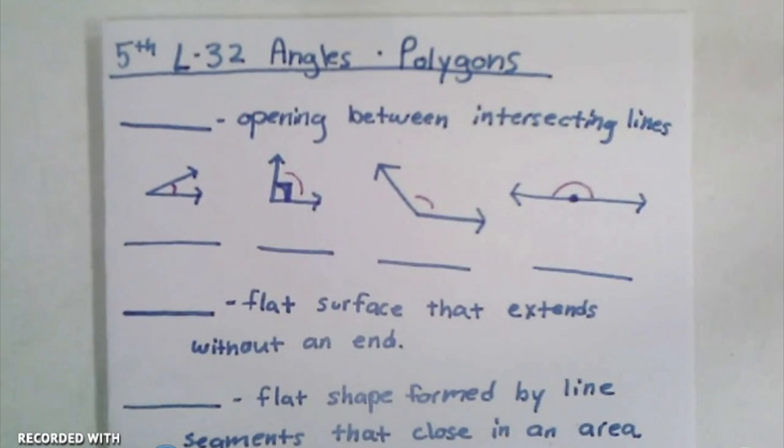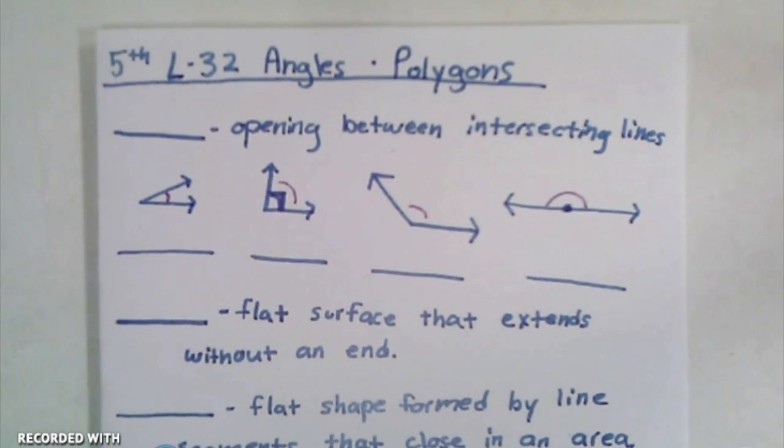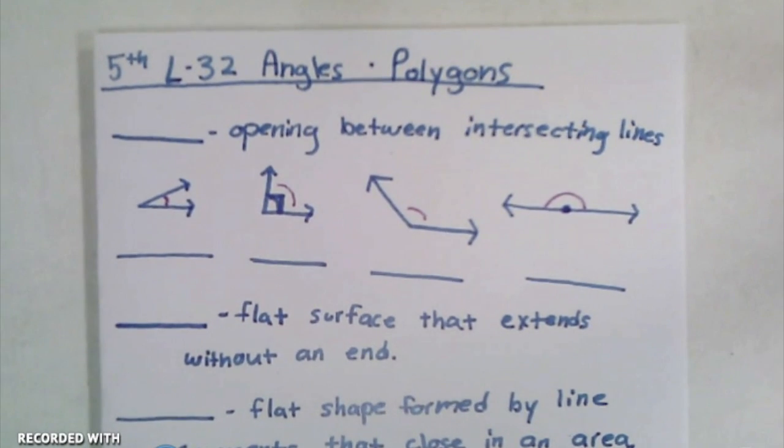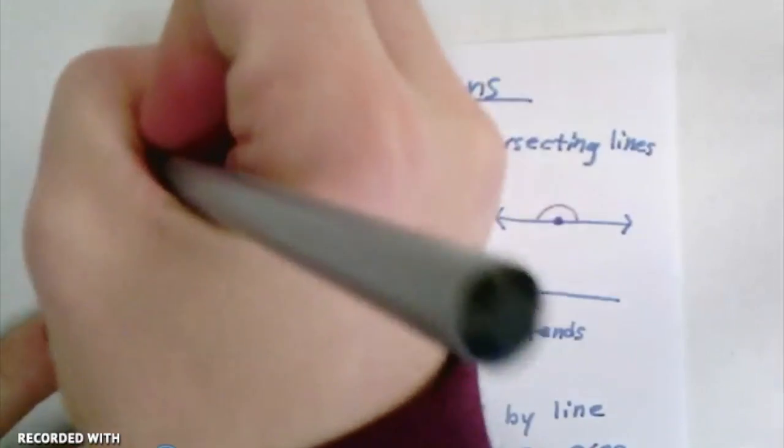Lesson on angles and polygons. This is lesson 32. So we call an opening between intersecting lines an angle.